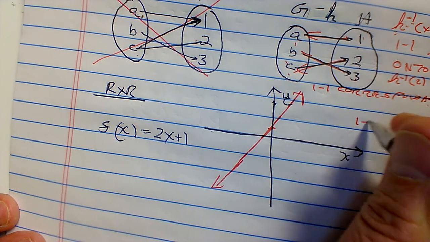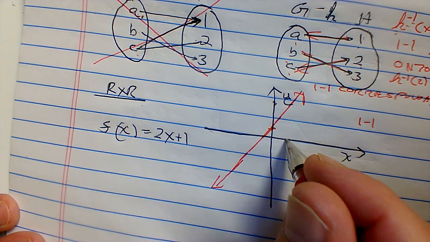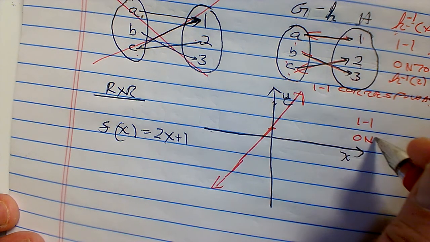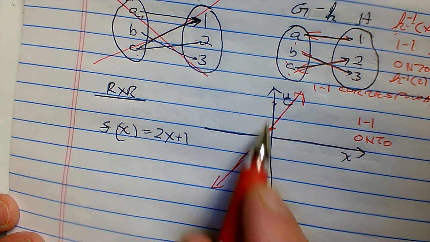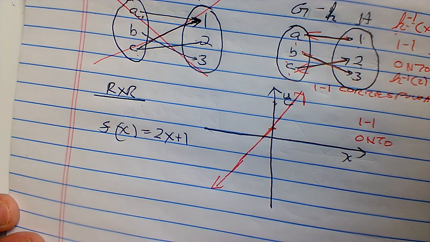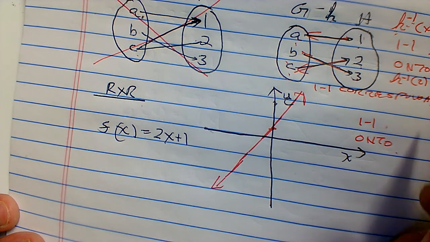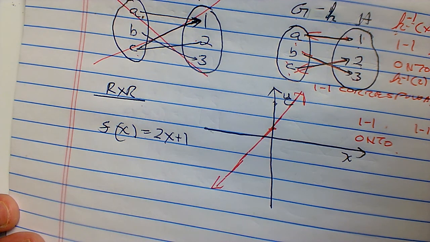This is one-to-one because every element that I pick here on the x-axis corresponds with a different value on the y-axis. It's also onto, since every y value has an x value that maps to it. Since it's both one-to-one and onto, this is a one-to-one correspondence. And as a one-to-one correspondence, it's going to have an inverse function.